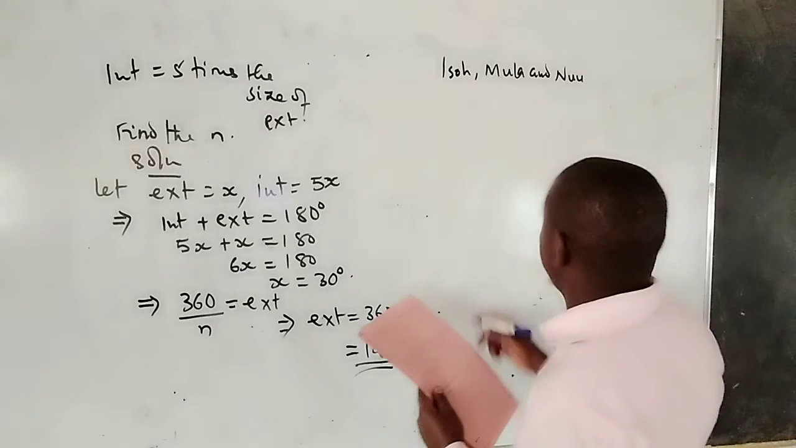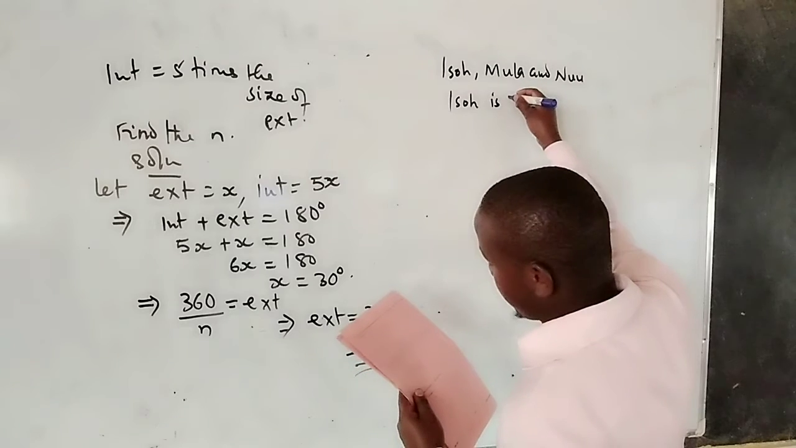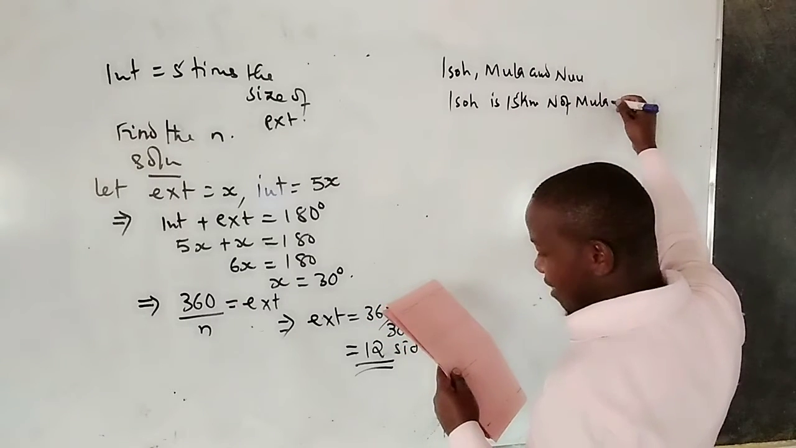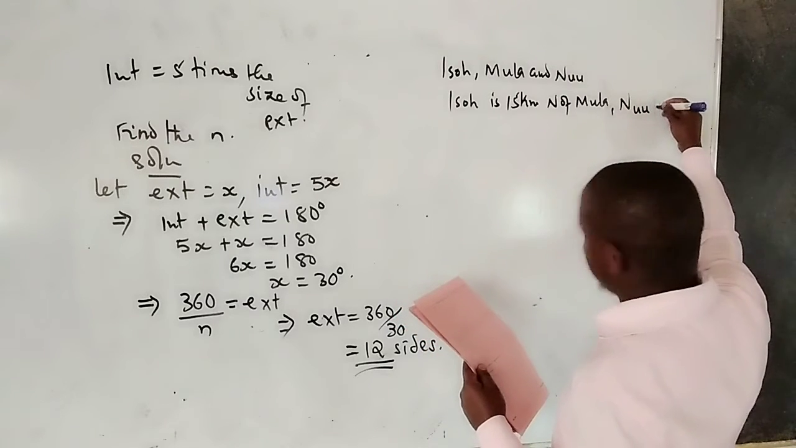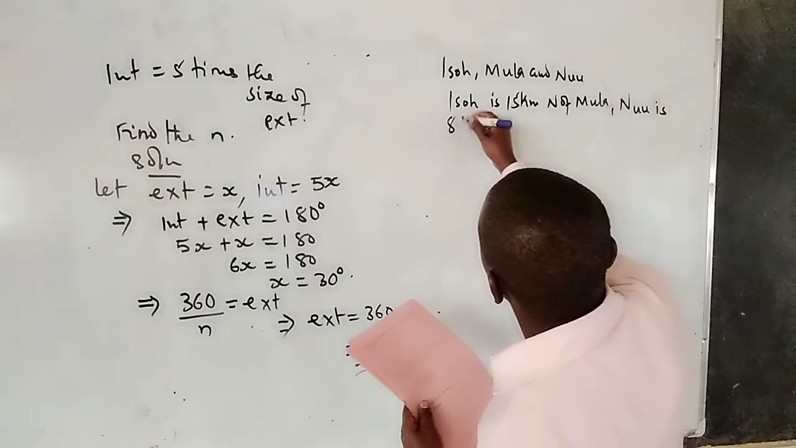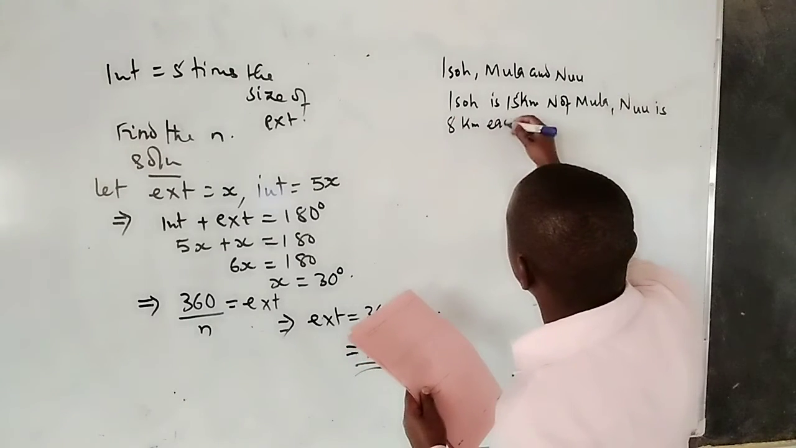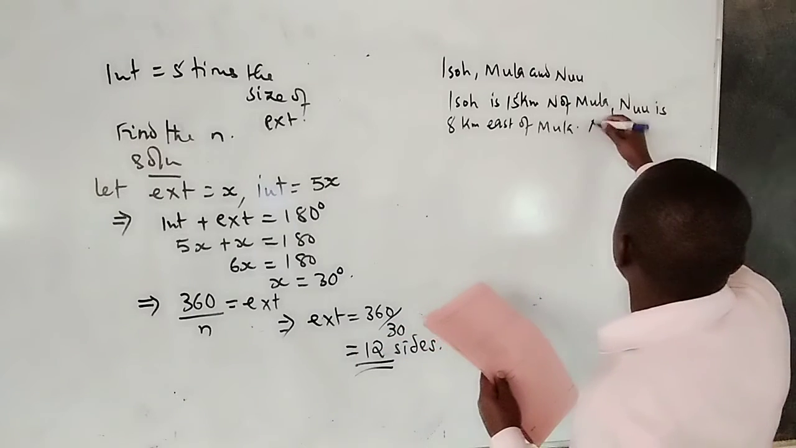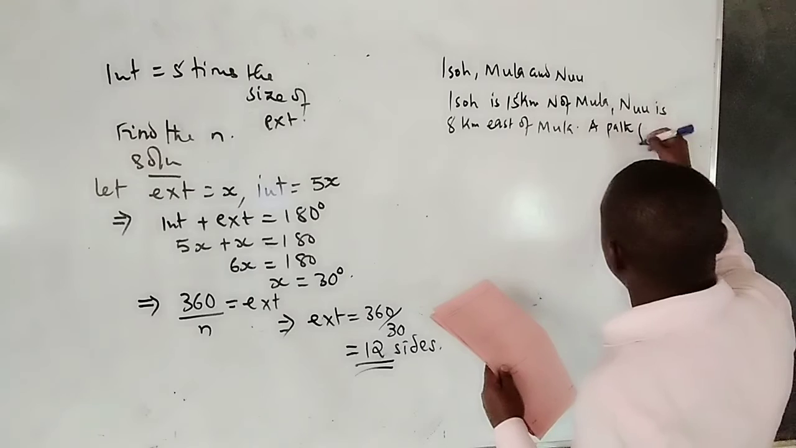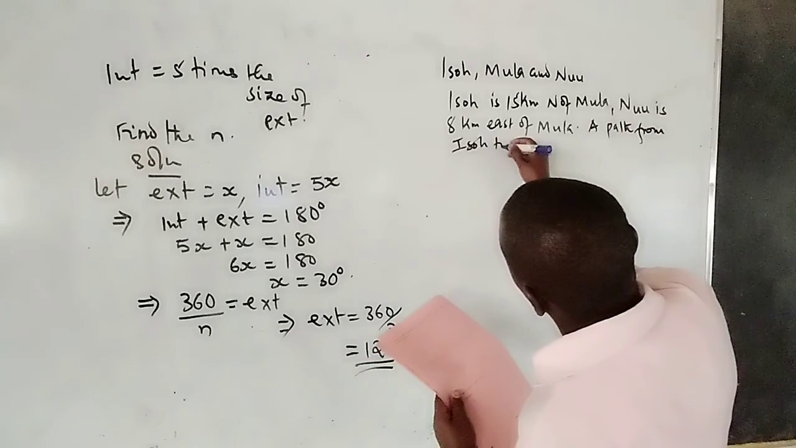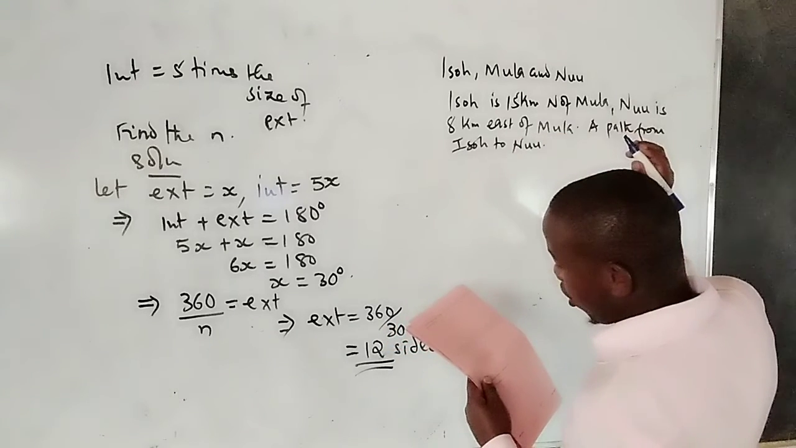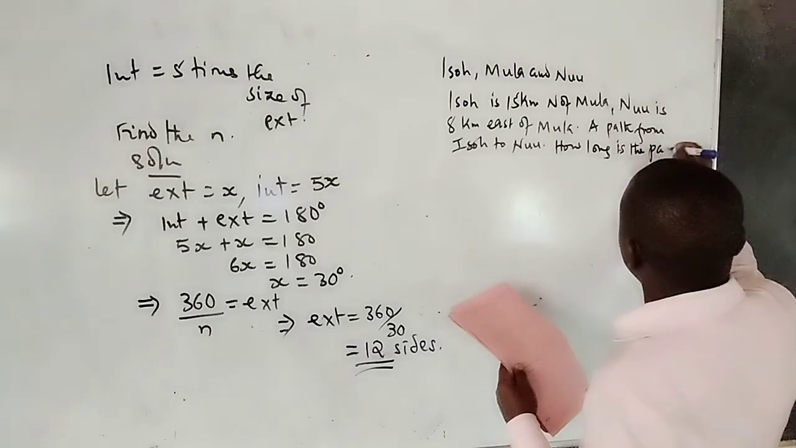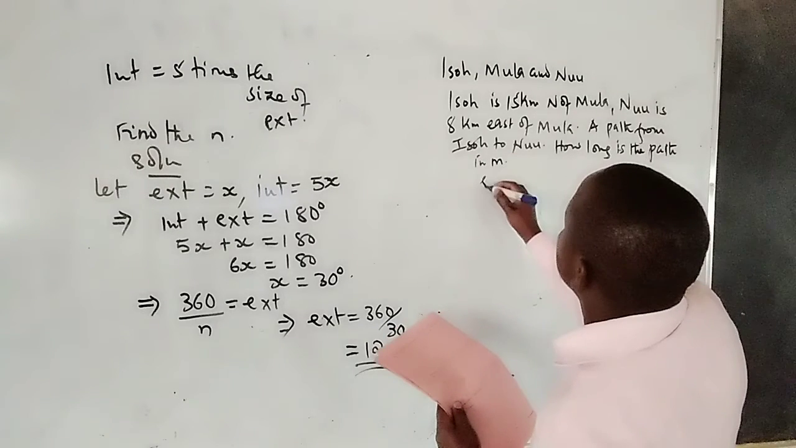Iso is 15 kilometers north of Mola. Then Nu is 8 kilometers east of Mola. A path is to be made straight from Iso to Nu. How long is the path in meters?